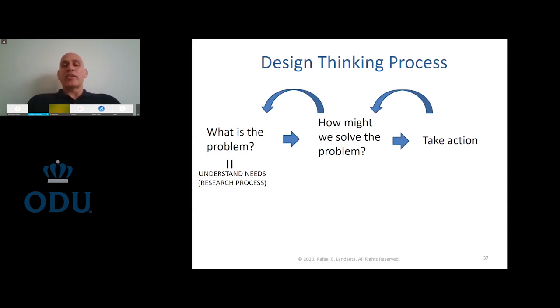So in what is the problem, pretty much what we're doing is research. And research on what? In understanding the needs of those that are facing the problem. So it means that a problem has people experiencing the problem and some others trying to solve it, which is the design thinking process. And we have many different processes on how we do research to understand the needs and pinpoint what those needs are. And we're going to talk about that later.